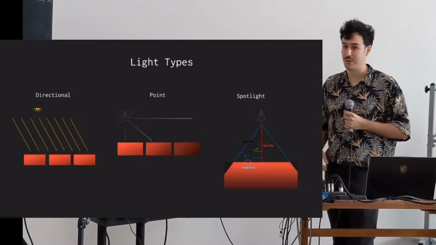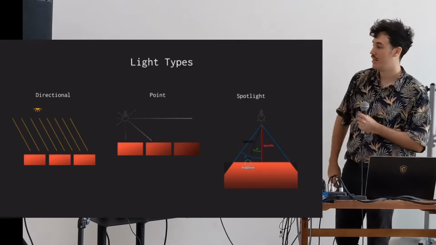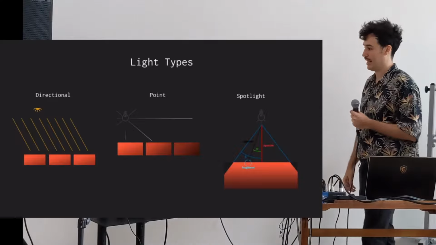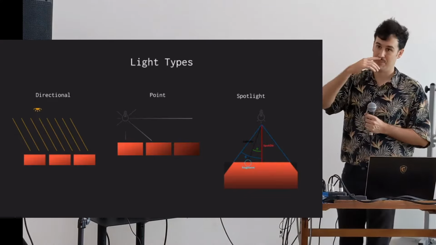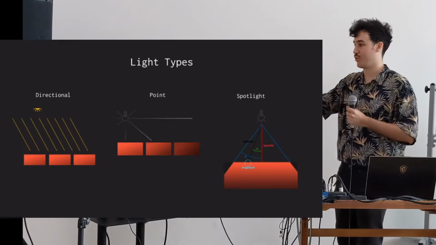You have point lights. Point lights are closer in space, and they radiate in different directions. So a light bulb is a classic point light. And so the rays of a point light are going to be different based on the position of the object, whereas that's not true for directional light.